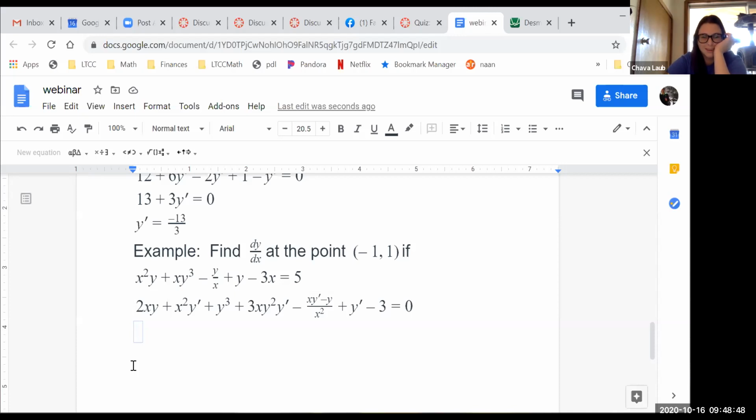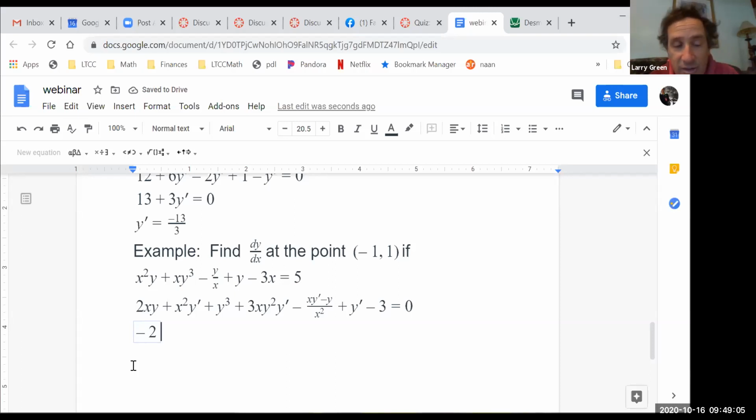Plug in. Plug in, okay? Don't even think about solving for y prime first. I mean, it's just a mess. Instead, I plug in and it's going to have a bunch of numbers and some y primes. So we have 2 times x times y, that's -2. Then plus x squared, which is 1 times y prime, so plus y prime. And then plus y cubed, which is just 1. And then plus 3xy squared, which is a -3 y prime.